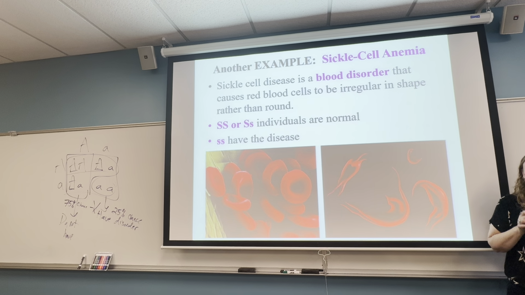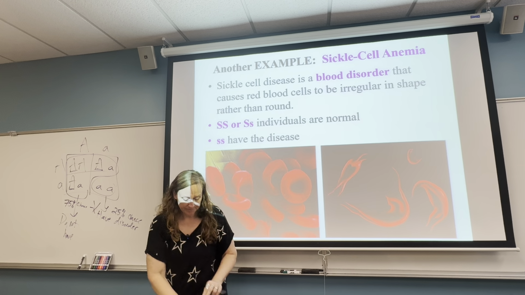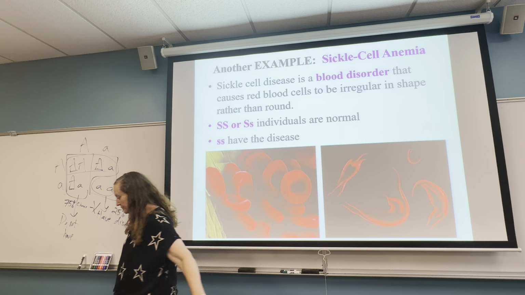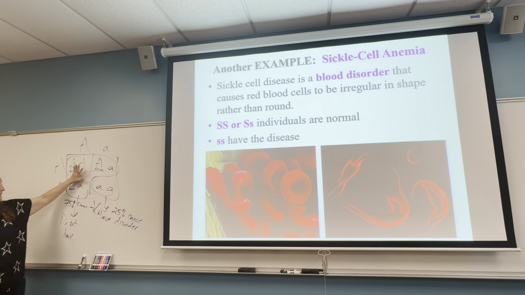All right, another example is sickle cell anemia. It has a lot of different influences, so it's not quite as simple as I'm presenting. It's not purely that each child has a 75% chance of no and a 25% chance of yes, and I'm going to talk about that in just a second.